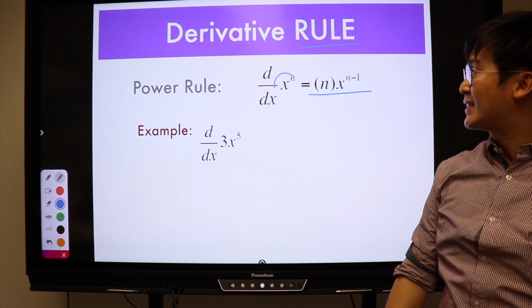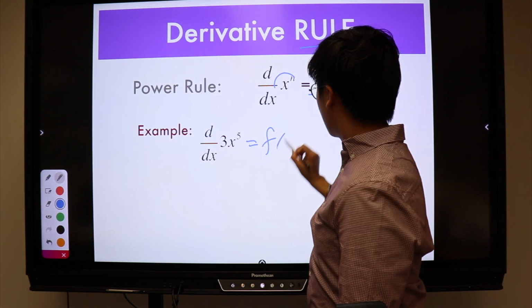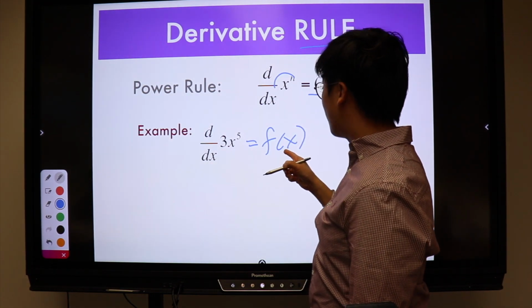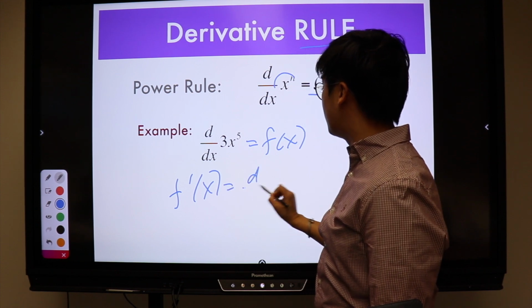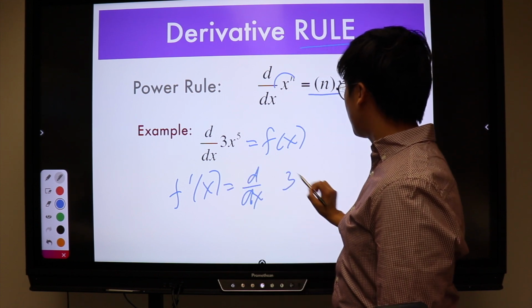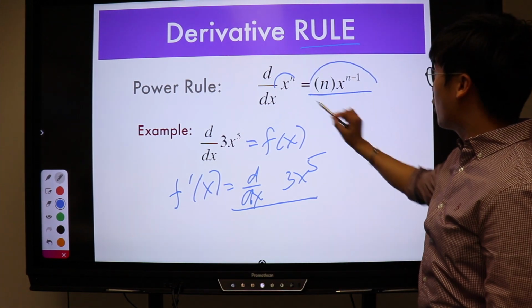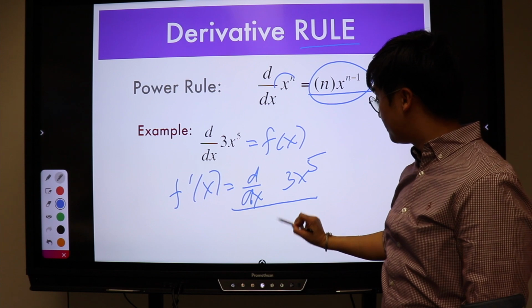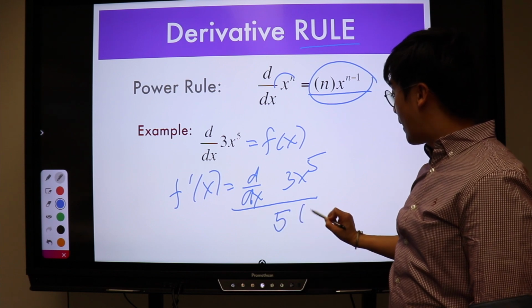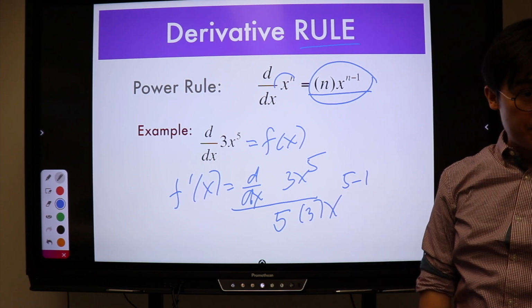So if that's the work that we need to do to find the f prime of x of f of x, therefore f prime of x is equal to the derivative of 3x to the 5th. And what is the derivative of 3x to the 5th? We're going to use this formula. And the formula is bring down 5 and subtract 1 from your exponent.